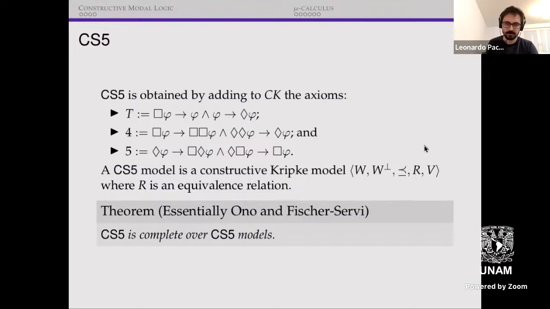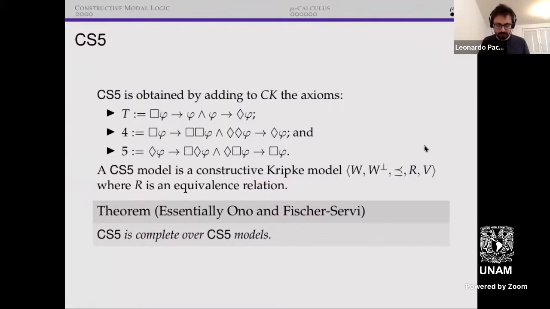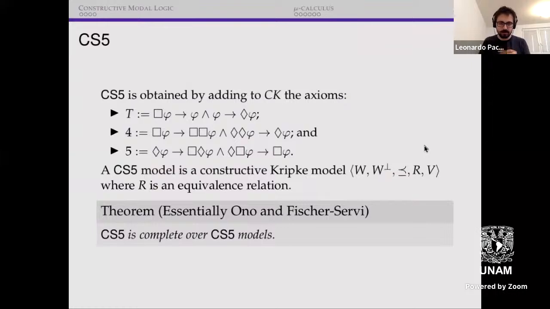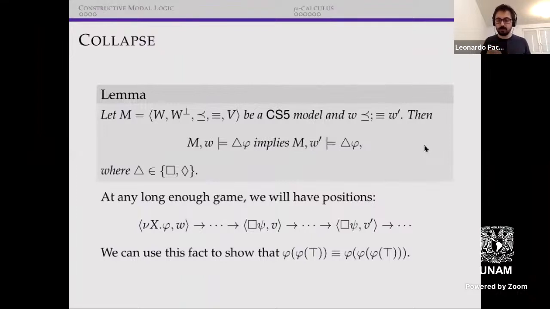And a CS5 model is just going to be a constructive model as we had before, but we require that this relation R is an equivalence relation, similar to what we would have in the classical S5. This axiomatization is going to be complete over these models. This is a theorem by Fischer Servi, I think from the 60s. And we can think about the mu calculus over these models. Over these models, we can show that the mu calculus is going to be equivalent to modal logic. We say it collapses to modal logic.